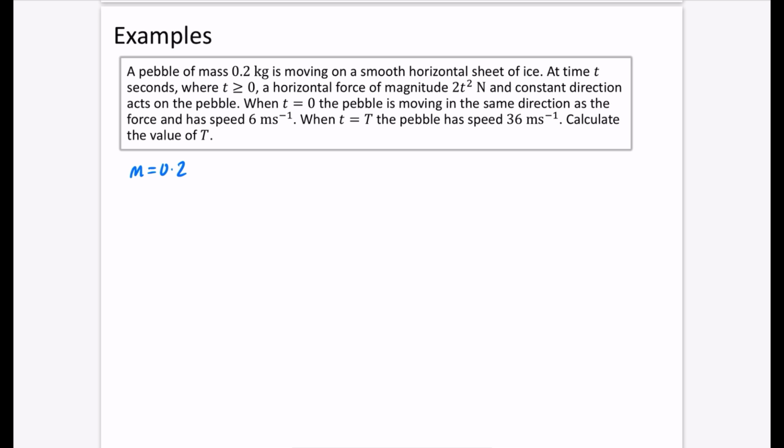When t equals 0, the pebble is moving in the same direction as the force and has speed 6 meters per second. So when t is equal to 0, the speed is equal to a positive 6 because it's going in the same direction. And when t is equal to capital T, the pebble has speed 36. Now, it's a very, very boring force diagram we've got here. There's no friction or anything. There is just a horizontal force of magnitude 2t squared that is acting on this pebble at this point.